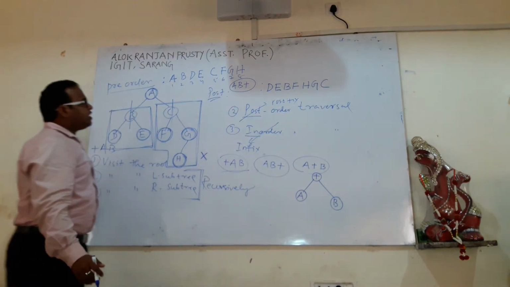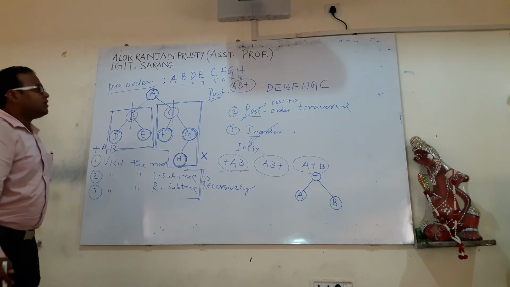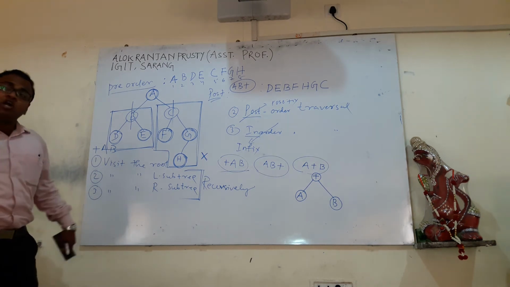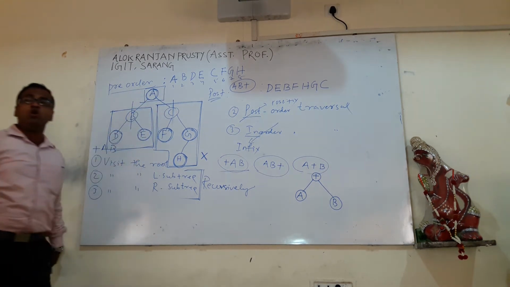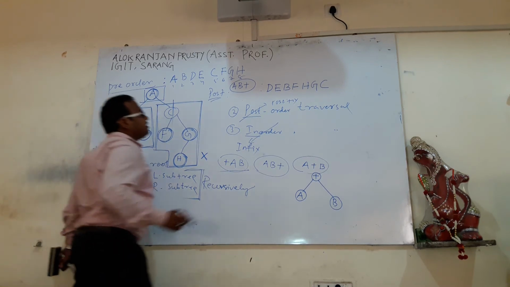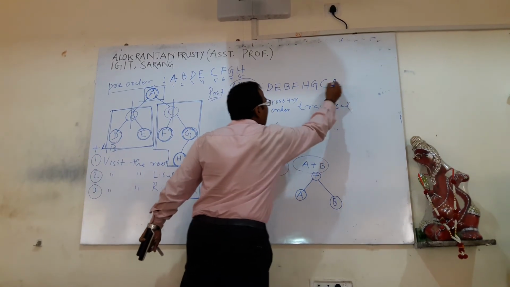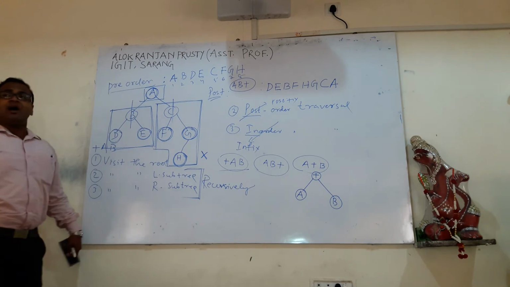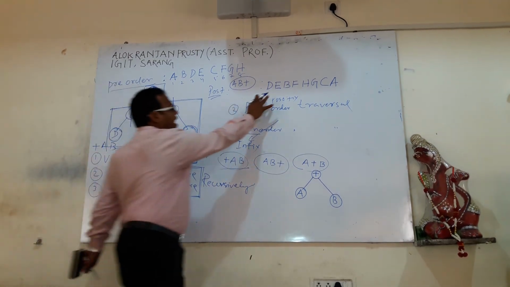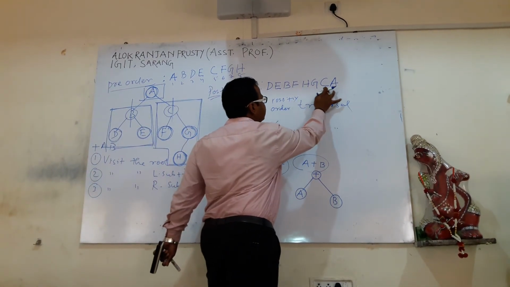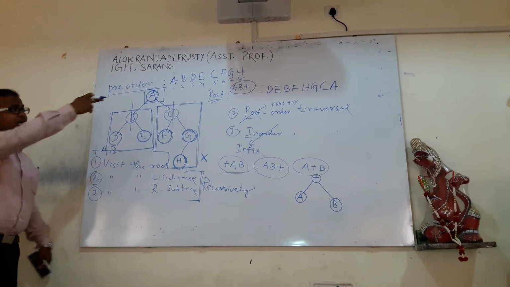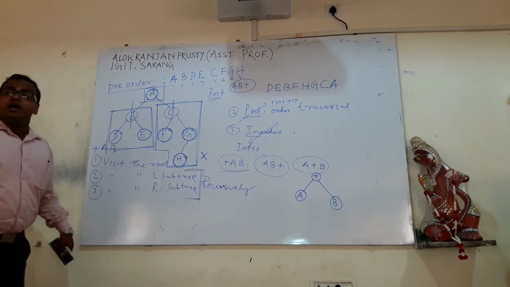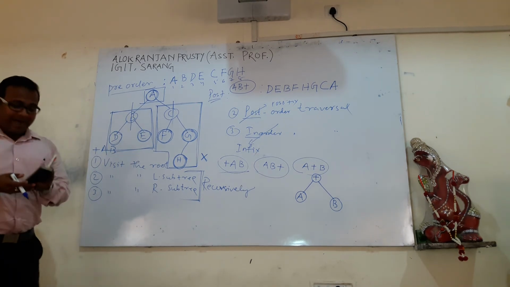Just count whether we have covered or not. We have not covered. Why we have not covered? Because we left this root node. This is the root node of the total tree. We have not written here. So now we just see whether we have completed or not. Yes, 1, 2, 3, 4, 5, 6, 7, 8. We have visited all 8 nodes. This is the post-fix evaluation or post-order traversal of the binary tree.